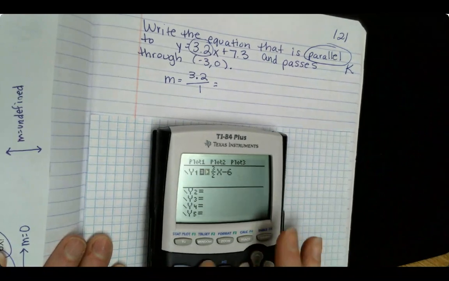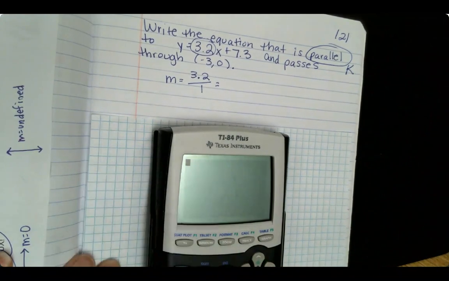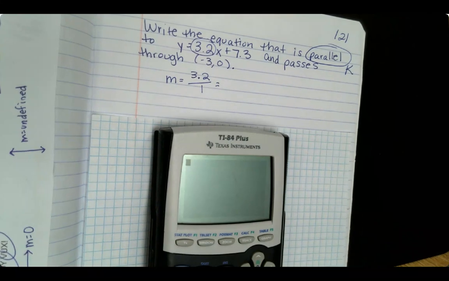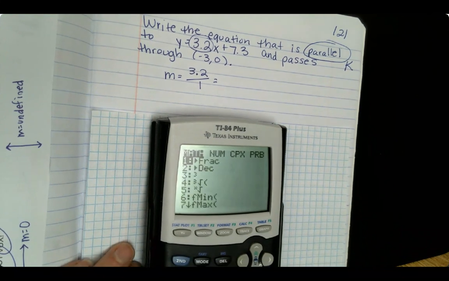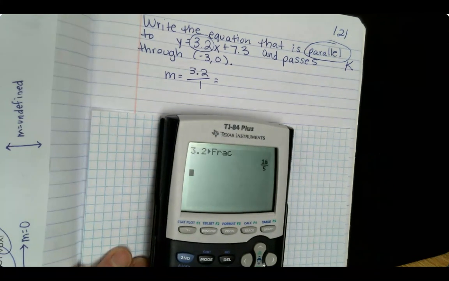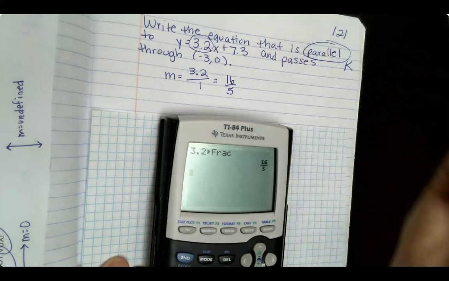Everybody go to their calculator, go to the home screen. Let's convert in your journal. Let's convert the 3.2 to a fraction. Go 3.2, then hit math, enter, and that changes it to 16 over 5. So that is my slope.